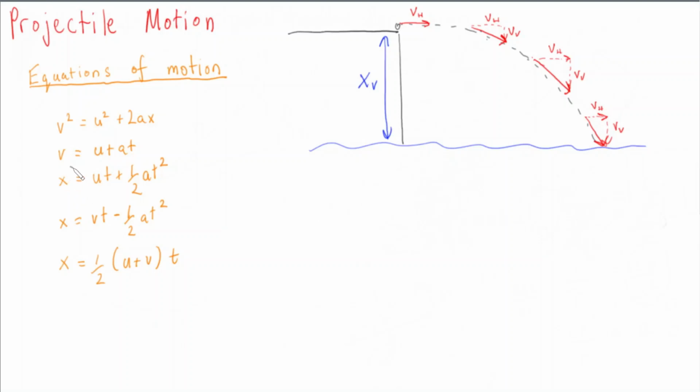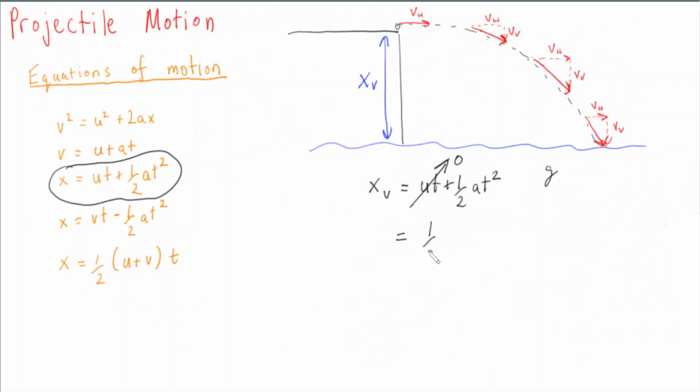So I can go ahead and grab this equation over here, and I can say xv, which is our vertical displacement, is equal to ut plus half at squared. And I know our u, which is going to be our initial horizontal velocity, will equal 0, so that term will go to 0. And I know our a is going to be gravity, so I can sub that in to say half gt squared is equal to xv.